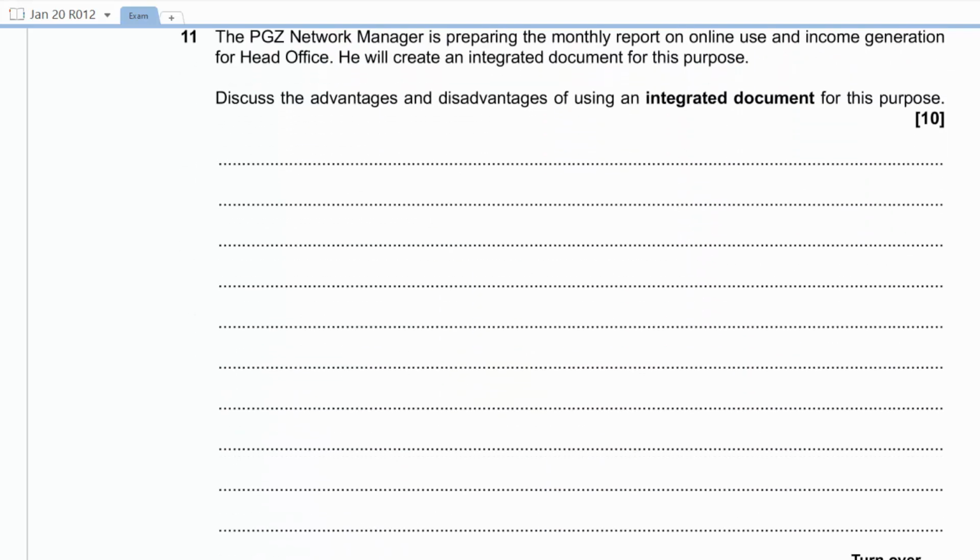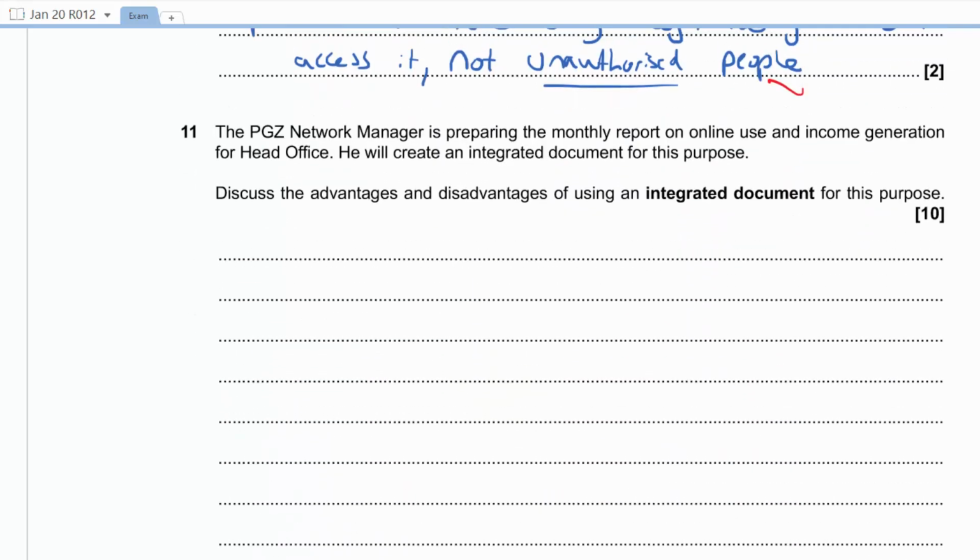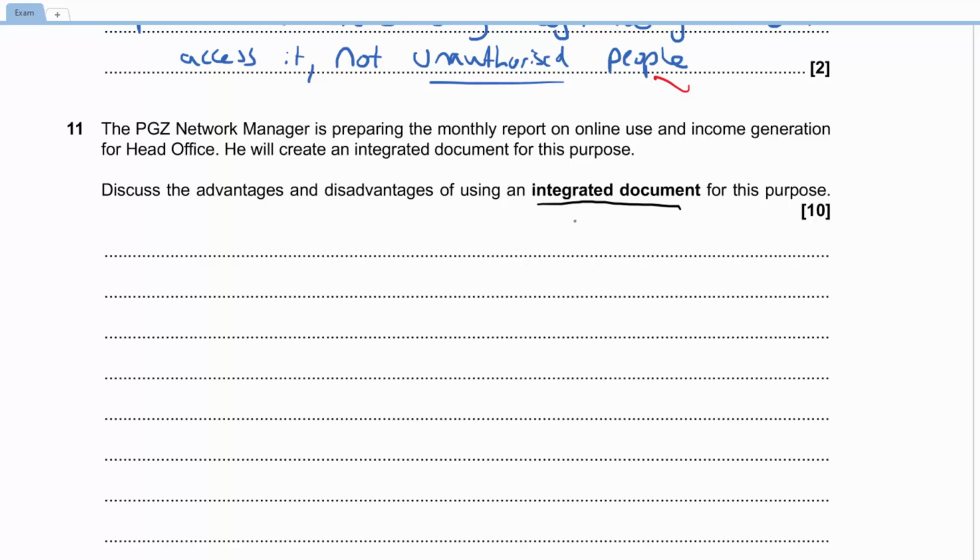Okay, and for question 11, we've got a very fun one here, a 10 marker. So you will get some longer mark questions in this exam paper. So we're told this network manager is preparing for monthly report on online use and income generation for head office. He will create an integrated document for this purpose, and we must discuss the advantages and disadvantages of using an integrated document for this purpose. Before we get stuck in with discussing the pros and cons here, let's mention what this is. So integration as a word means we're putting stuff together. So we're putting components together is the idea.